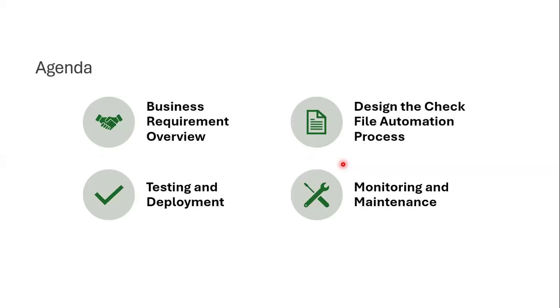This is the agenda. First, we are going to discuss the business requirement overview: what the business requirement is and how we are going to achieve it. Then the design of the check file automation process, and then testing and deployment, and monitoring and maintenance activities. These are the four major agenda points for this meeting. I will elaborate more on them in further slides. I hope you are clear about the agenda. I'm moving to the next slide.